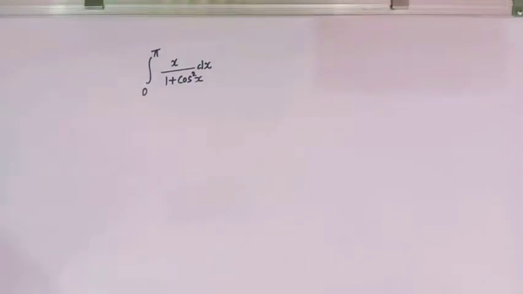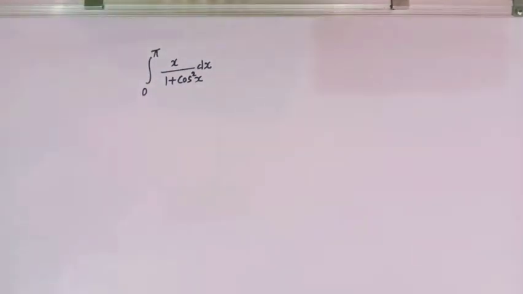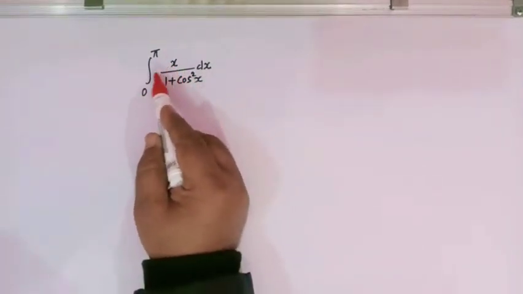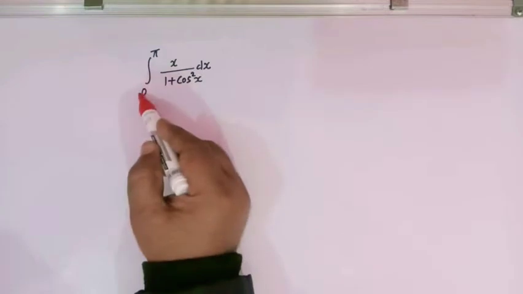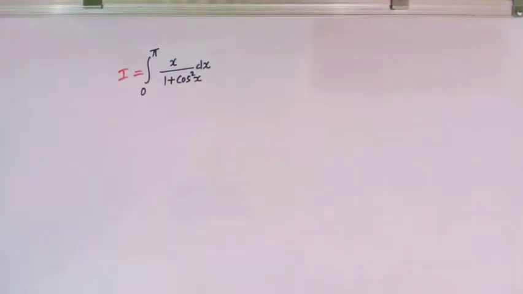Hello viewers, in today's class we are going to solve one important definite integral, and in order to evaluate this definite integral we'll make use of the properties of definite integrals, right? So let us start. So here we have to integrate this function x over 1 plus cos square x from 0 to pi, right? So let us call this integral as I.